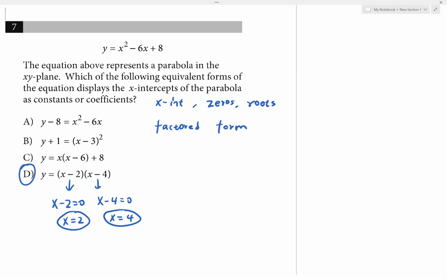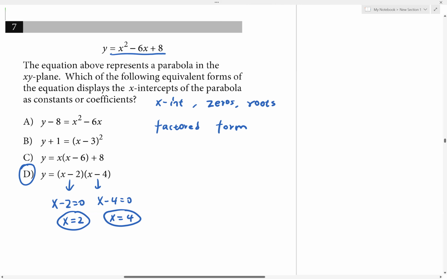If they had asked which one displays the vertex, then that would be the vertex form, which looks like y equals a times (x minus h) squared plus k. But that's not what we have for this question. This one we're looking for the factored form, and that's it for this one.